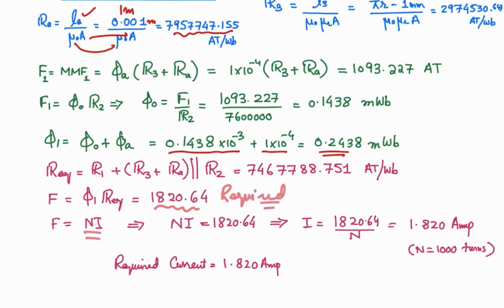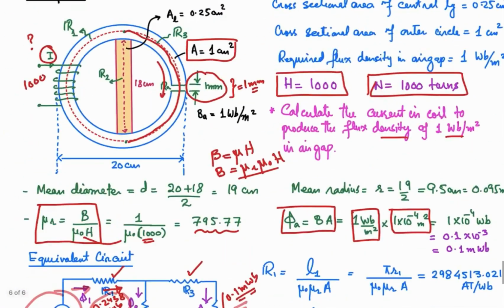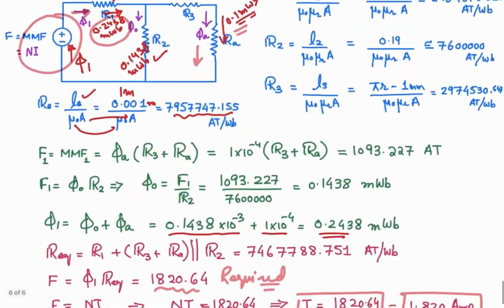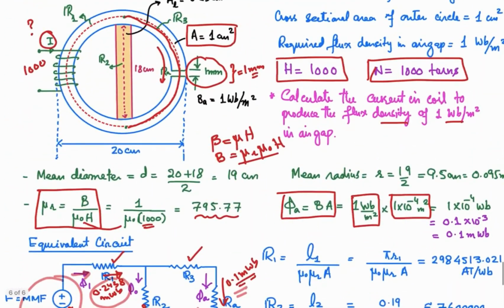Okay, and MMF is given as the product of the number of turns and the current. So that must be equal to this one. So from here, Ni, that will be equal to 1820.64, and the current will be like this, and this will be equal to 1.820 ampere. So for 1000 turns, over here in this winding, the current that is required, that we have calculated, 1.820 ampere. So 1.820 ampere current must be injected from the external source in this winding such that it establishes a certain flux, that 0.1 milliweber flows in this branch and establish the flux density of 1 Weber per meter square over here.